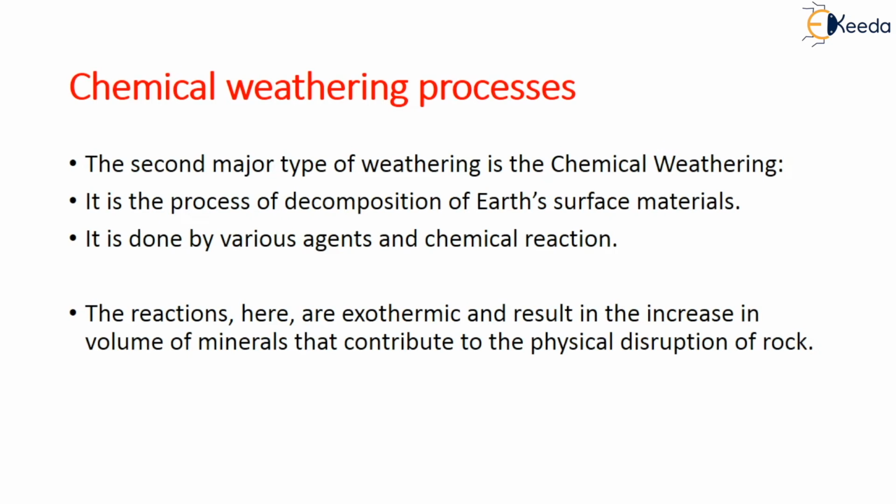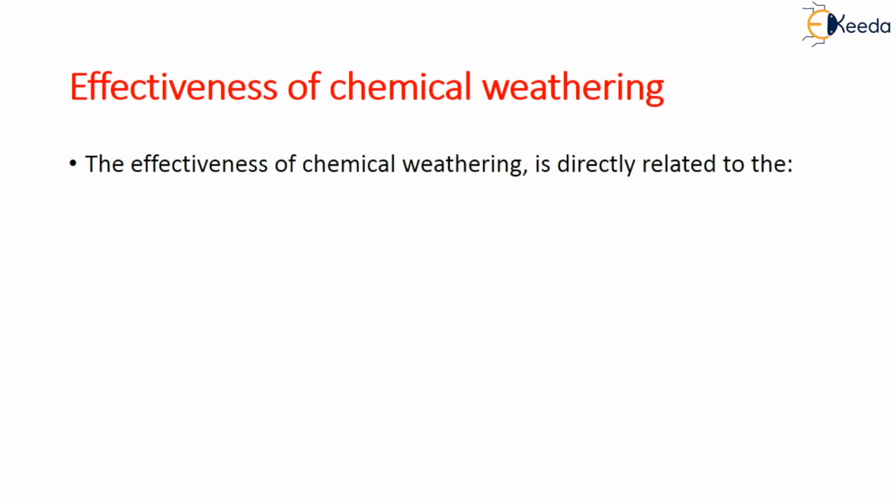And also one more thing is the second major type of weathering, that is chemical weathering. This process will decompose the earth's surface materials. It is done by various agents and they will change the chemical composition of the substance. These reactions may be exothermic, and they result in an increase in the volume of minerals that contribute to the physical disruption of the rock. The additional material formed will weaken the parent material.